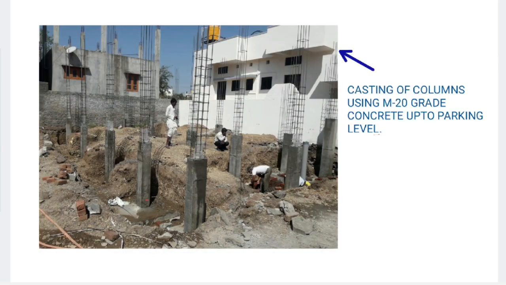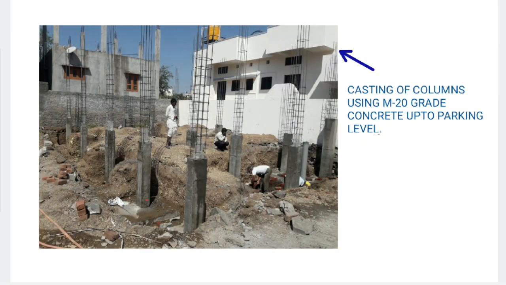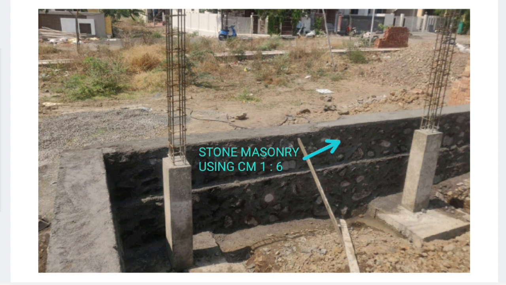Once the column casting is completed up to the parking level, we'll be going for a stone masonry on the periphery. That means on the boundaries of the site we will be constructing a compound once the building is fixed. Building columns are fixed, so the stone masonry acts as a foundation to the compound wall, as well as a retaining wall to the backfill. Once the stone masonry is completed, we'll be going for the backfilling.